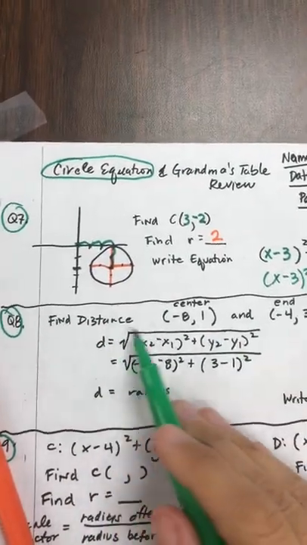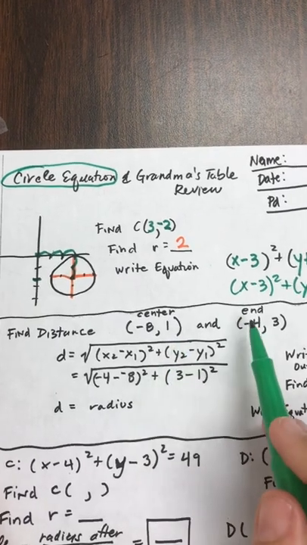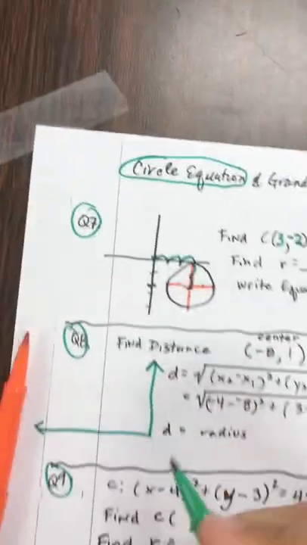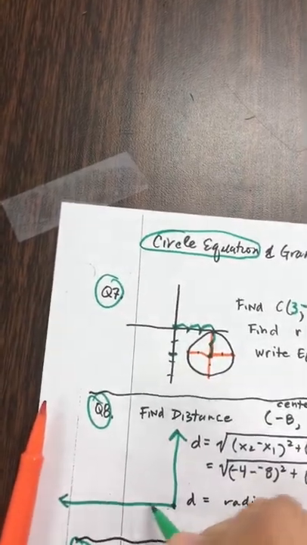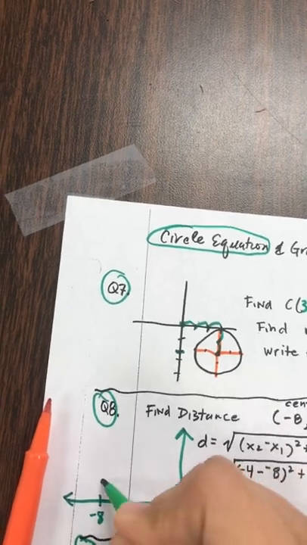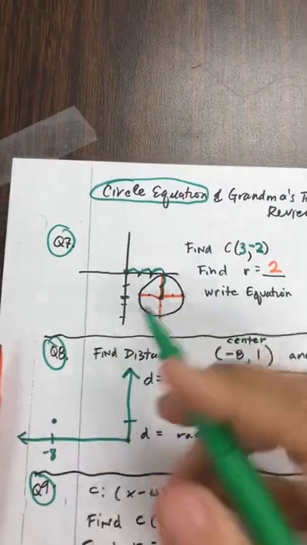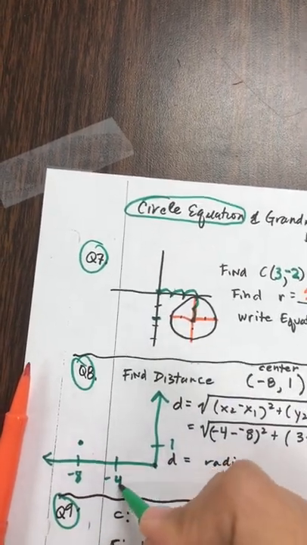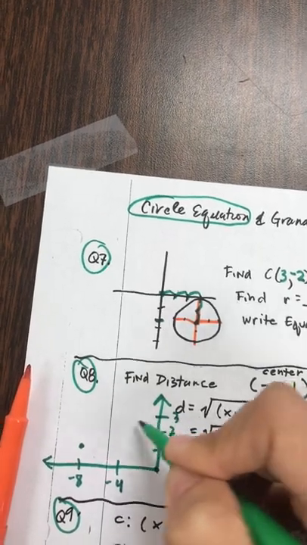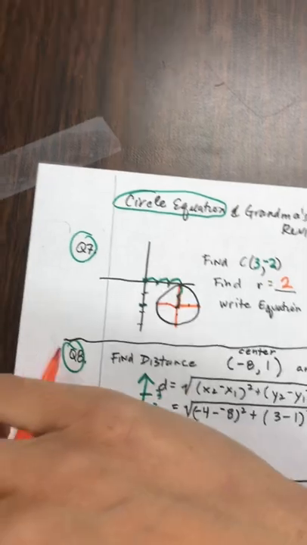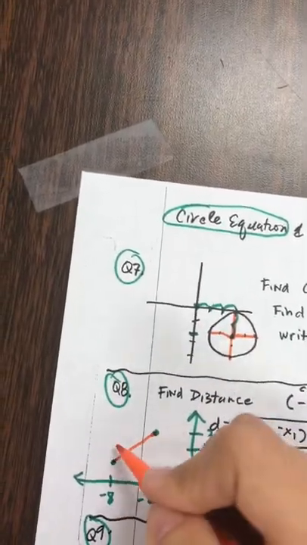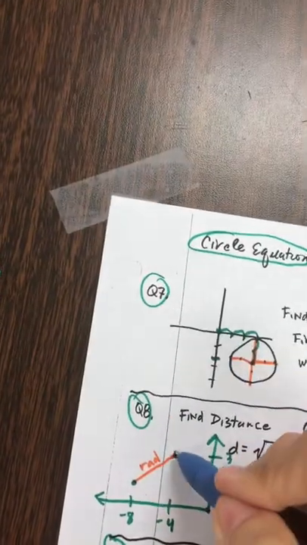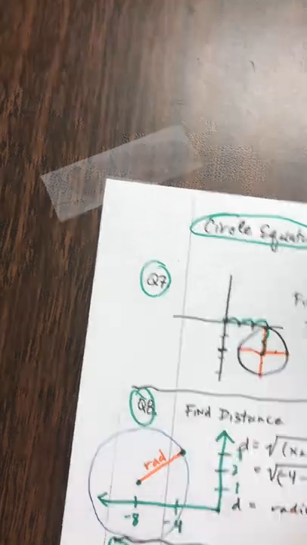Now let's see if I had the distance between the center, -8, 1, and the end, -4, 3. So I'm going to draw a little graph here just to get my bearings. It says the center is at -8, +1, and an end point or a point on the circle is at -4, +3. So hopefully you're picking up on the fact that what they're describing is your radius. And you can imagine that must be where the circle is.